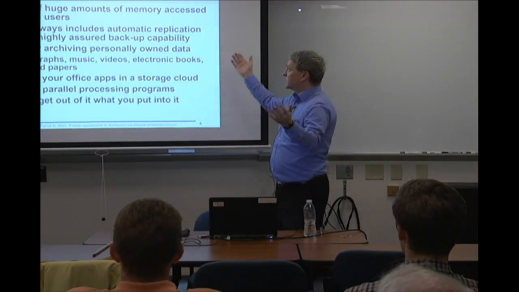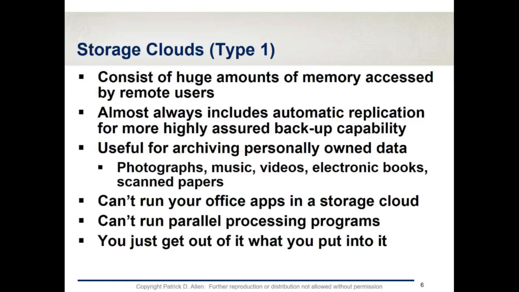Okay, so type 1, it's the storage cloud. You got huge amounts of memory that people can throw their stuff into. You know, people put their photographs in there, music, videos, electronic books, scanned papers. And most of them all have this automatic replication. And why is that? Well, if you put all your family photographs into the cloud and they lose it, that's not so good, okay? So what they usually do is they have a replication method. Hadoop, for example, HDFS, makes 2 more copies of it. So you always have 3 copies.